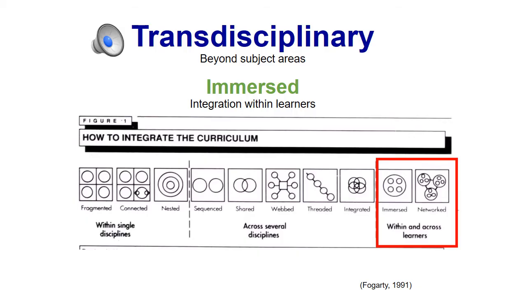Hello, my name is Erin, and you have seen what integration looks like within subjects with the connected model and across subjects with the web model. Now I'm going to talk you through the transdisciplinary approach to integration, which is at the end of Fogarty's integration continuum, and in particular, look at what is involved in the immerse model. So transdisciplinary means beyond subject areas, and immerse is the integration that happens within the learner.